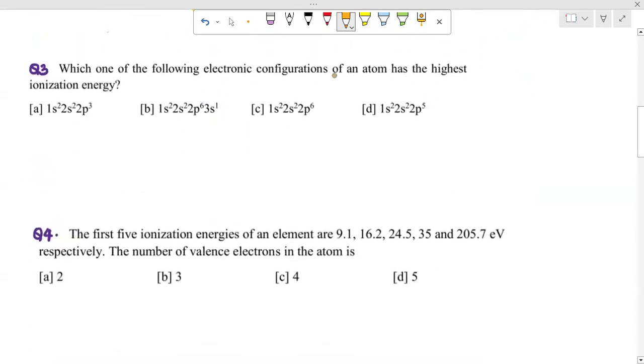Third question. Which of the following electronic configurations of an atom has the highest ionization energy? We already know what is to be done. We know the priority, right? Let's check the priority.